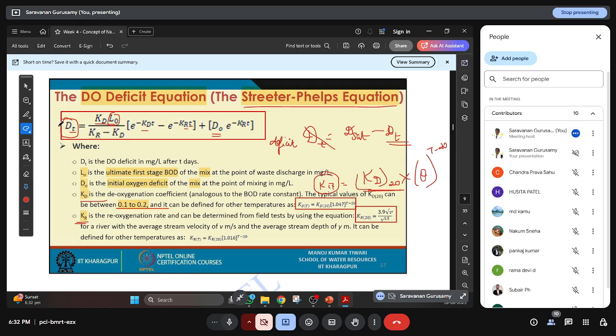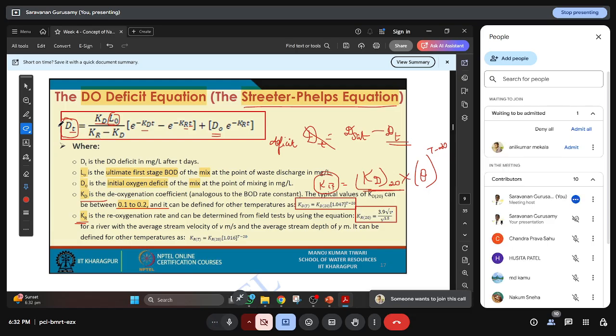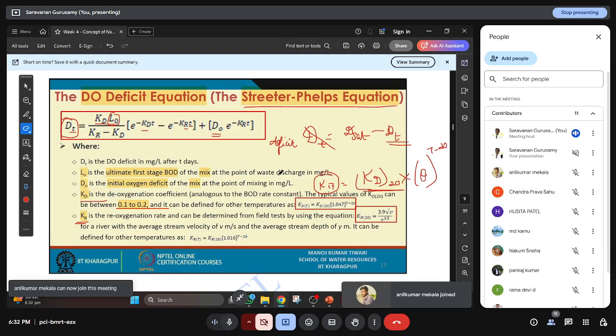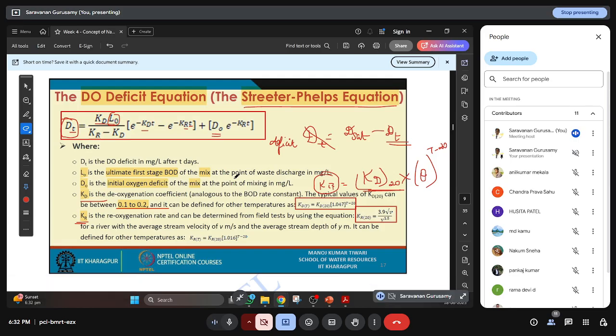If you know the DO at any time t, and if you know the saturated DO, you can find the deficit. If you know the deficit, you know how much oxygen you need to supply, then the water will become clean. You got it? Why are we doing all this? We need to clean the water, or we need to treat the water. We need to find how much oxygen I have to supply. For that, I need to calculate how much deficit is there. So deficit equal to saturated DO minus DO at any time t. DO at any time t can be found with KD, KR and time, with all these formulas and the BOD value. L naught is the ultimate first stage BOD. How to find L naught? Lt equal to L naught into e power minus Kt.